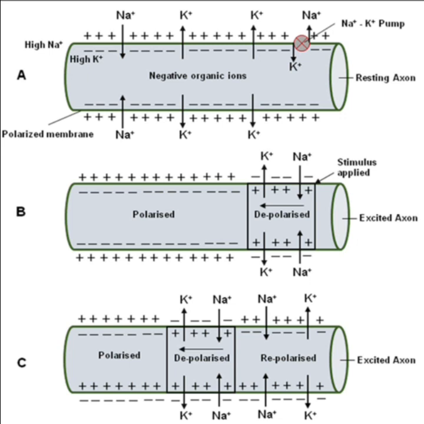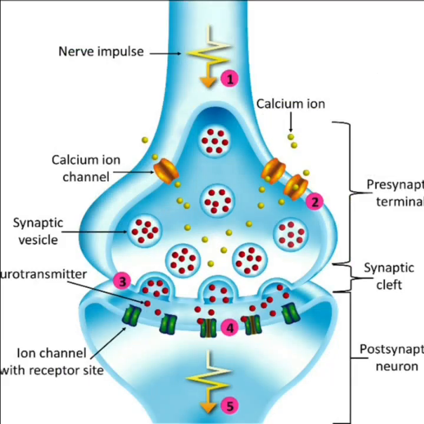The postsynaptic potentials can be summed up in time and space, meaning that multiple inputs from different synapses or from the same synapse at different times can add up to produce a larger or smaller change in membrane potential. This process is called synaptic integration.